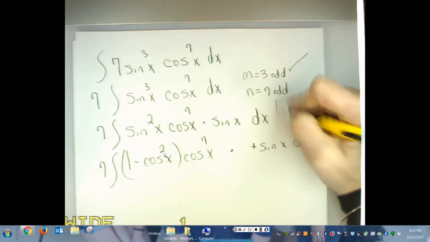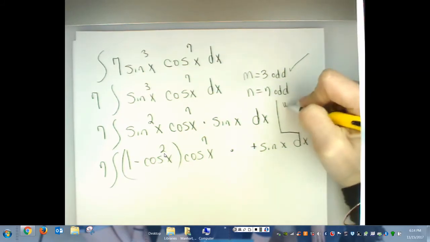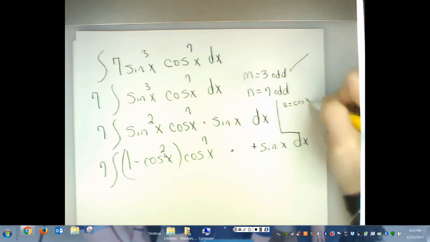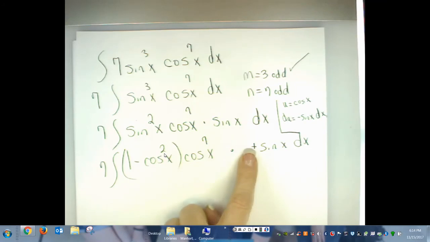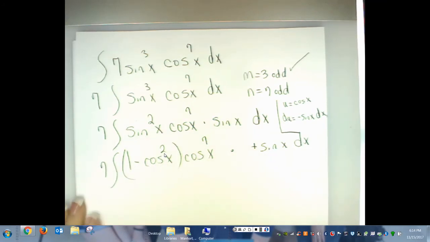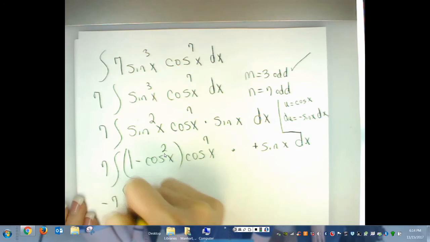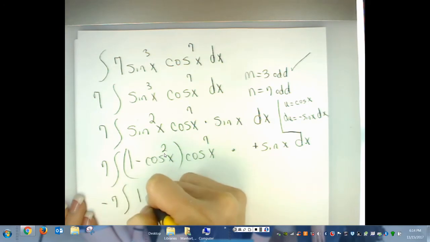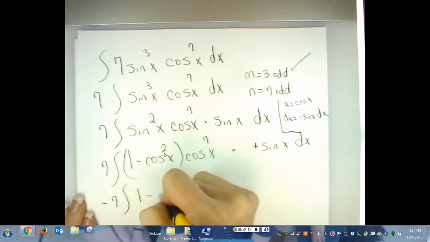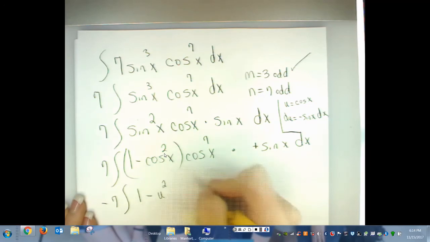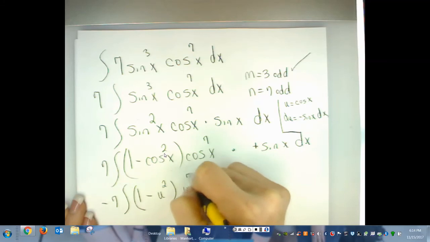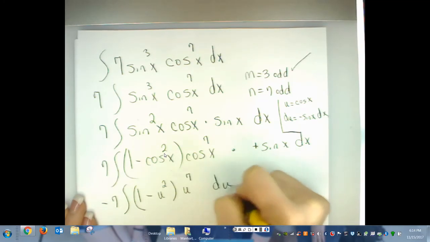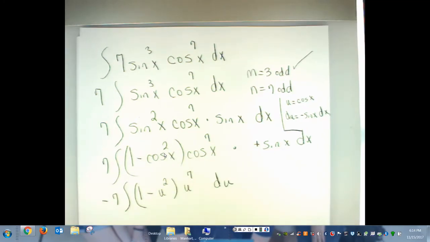And it said use the relevant U sub. So I'll try to put that in here. U is equal to cosine of x. Du is a negative sine x dx. So we would need a negative on the inside and a negative on the outside. And this becomes negative 7, 1 minus U squared times U to the 7th du.